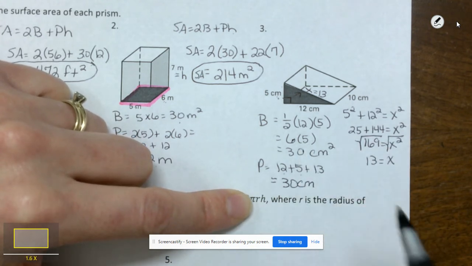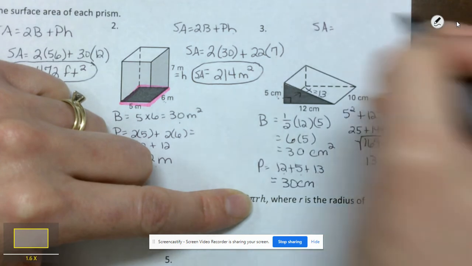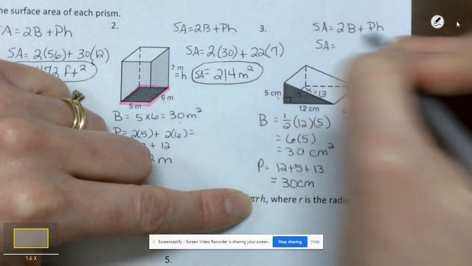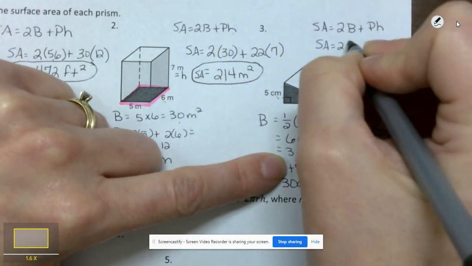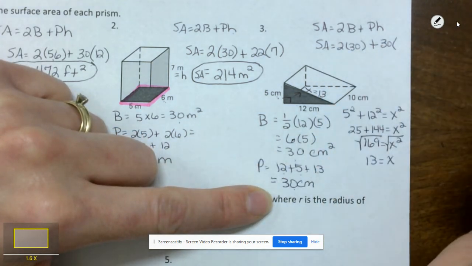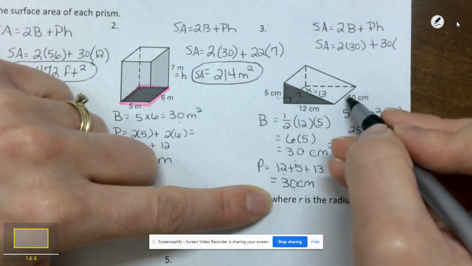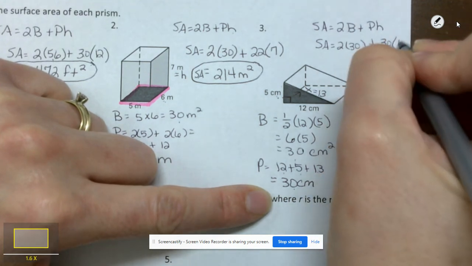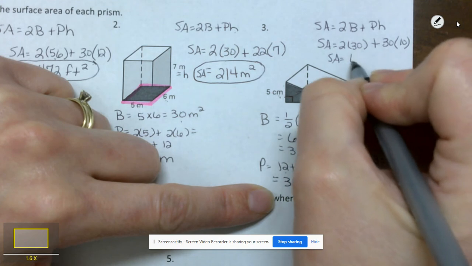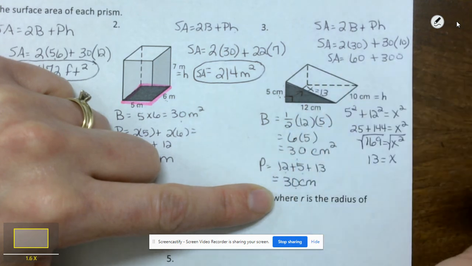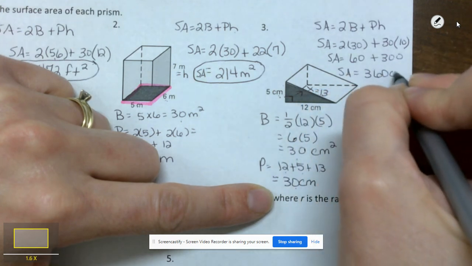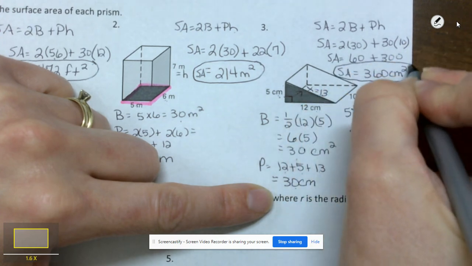Now we had to do all of that in order to find the surface area, which is 2 base plus perimeter times height. So our surface area is 2 times the base, which is 30, plus the perimeter, which is also 30, times the height. Here is our height, this 10 right here. Now it's a calculator problem. Actually, we could do this one in our head probably. 2 times 30 is 60. 30 times 10 is 300. So our surface area is 360 centimeters squared. And this would be your final answer.